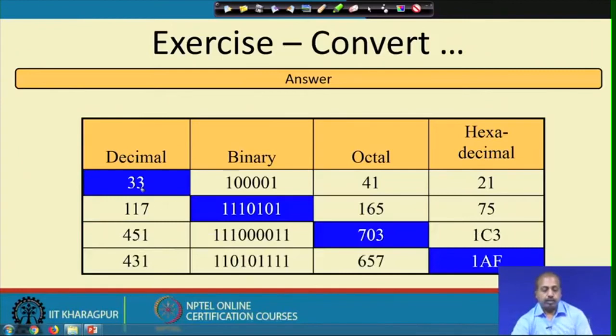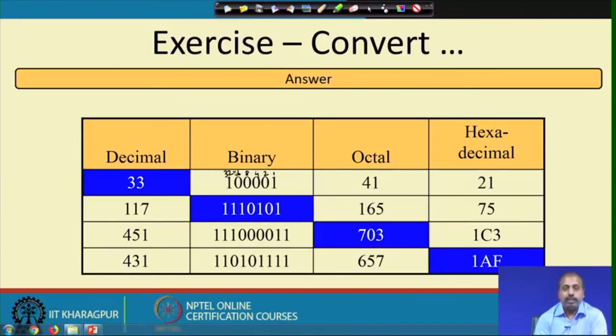Okay. So, here also is 33. 33 means I will be requiring say 6 bit representation, and in that 6 bit representation, this value is 1, this is 2, this is 4, this is 8, this is 16, this is 32. So, 32 plus 1 is 33.